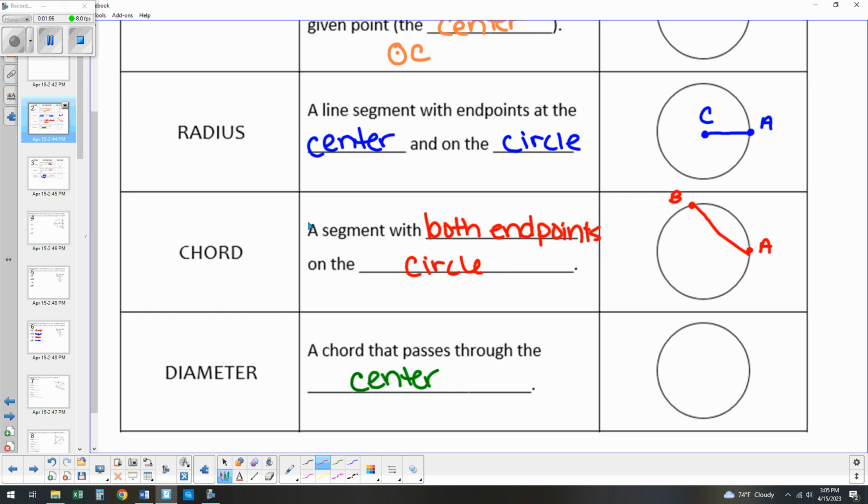A diameter is actually a type of chord, but it passes through the center. So if we had our center point C, and I went from one edge all the way through the circle to the other edge, passing through C, that is a diameter.